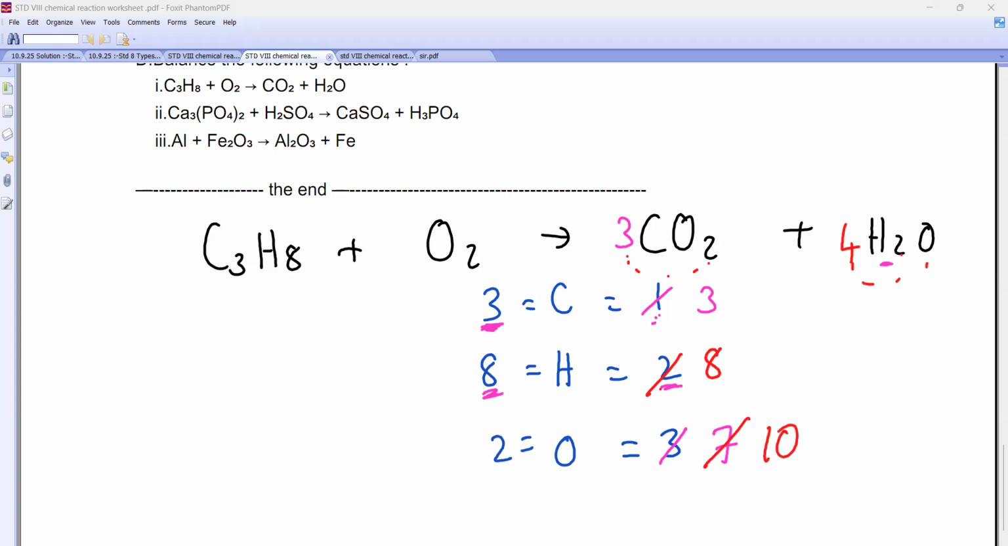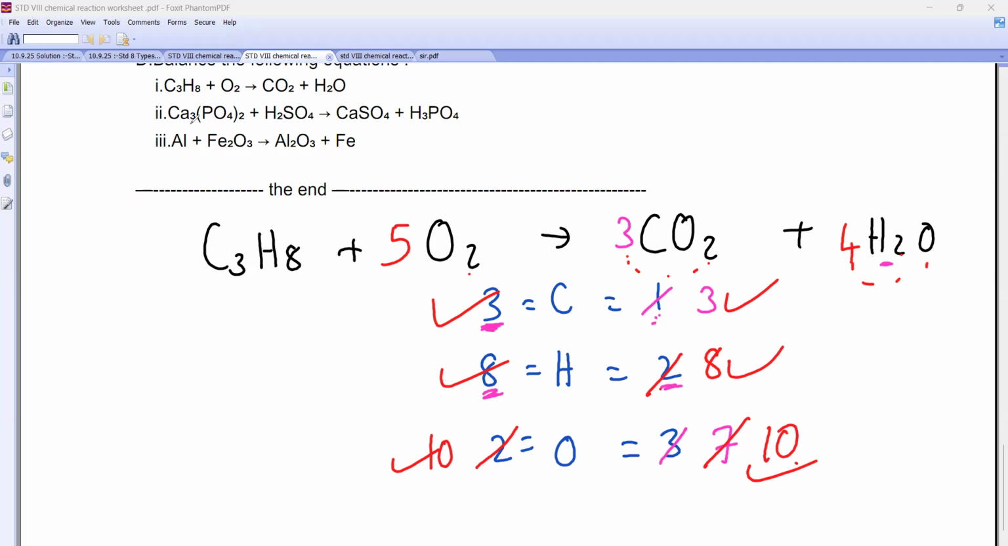Clear? Okay. So now here O is 2 and here it is 10. So what will you do? 5. 5 into 2 is 10. 3, 3, 8, 8, 10, 10. Understood? Yes, sir.